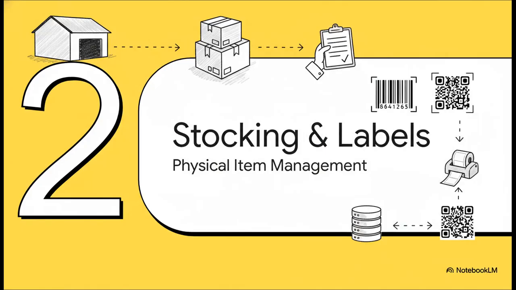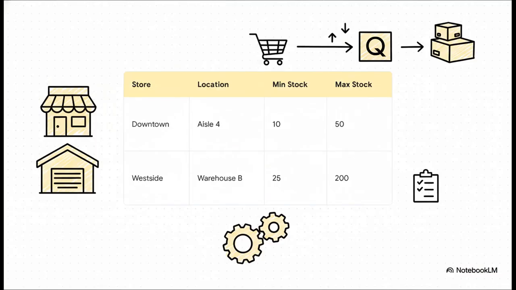So we've defined what the item is. Now let's move on to where it is. We've got to tell Quasar how to manage the physical product in your store, and that's all done right here in the stocking tab. And check out how powerful this is.